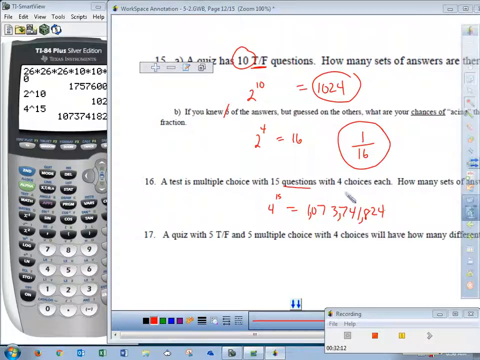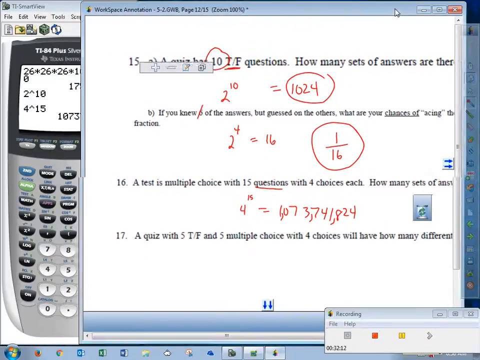So if you were to guess on that, and that's only 15 questions long. Think about the ACT. The ACT has 5 choices, A, B, C, D, E, and there's 60 questions. Oh my goodness, if you went to guess on that thing, the amount of combinations of possible answers is nuts. So let's see what we got here.